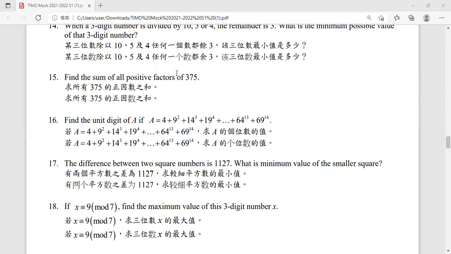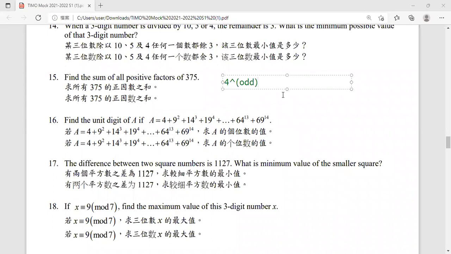Okay. Next one, 16. Very simple. I think this question is a little bit trick but not tricky. So now let's see. Now you will find all the 4's here will have an odd number power.